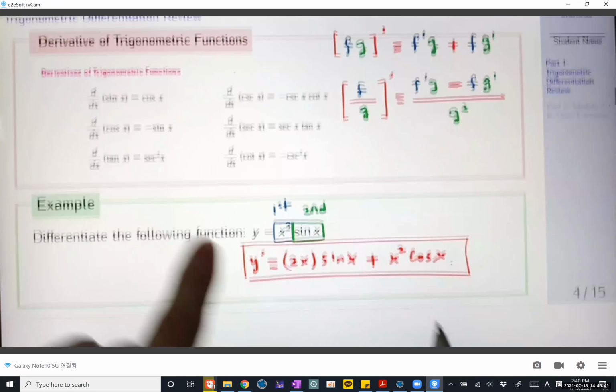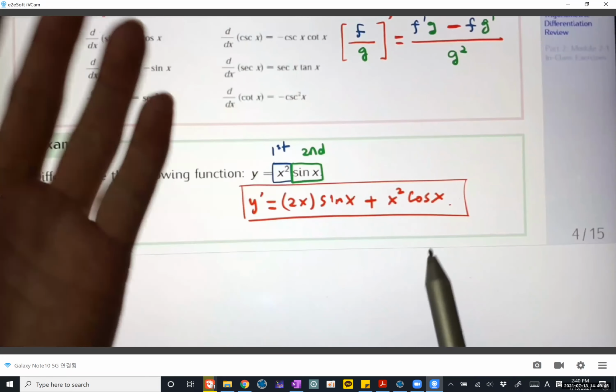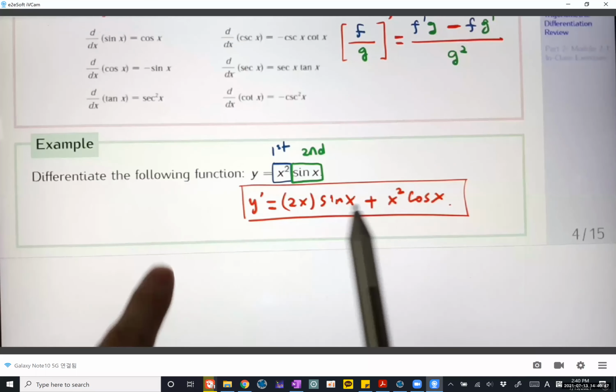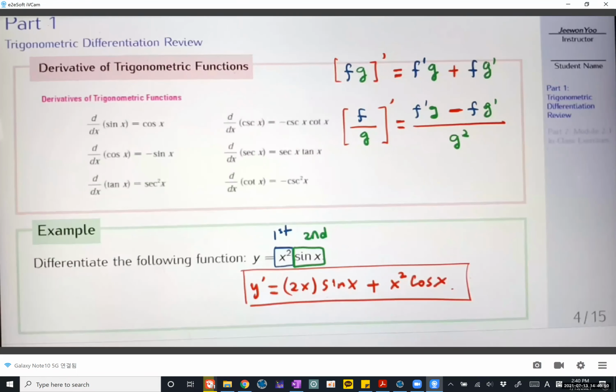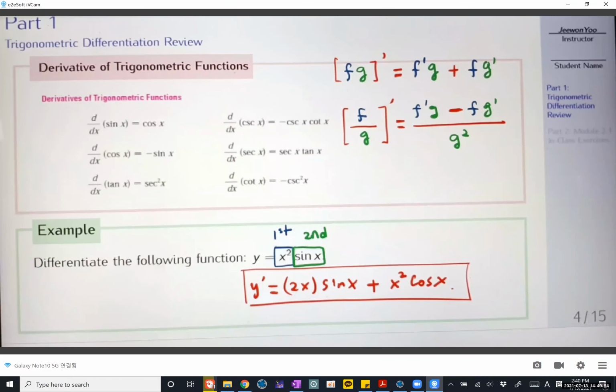So that's all, actually. If you knew the product rule from Math 116 or 100, you just have to know the derivative of sine x is cosine x. That's the whole point of today's lesson. Just become familiar with the trigonometric functions.